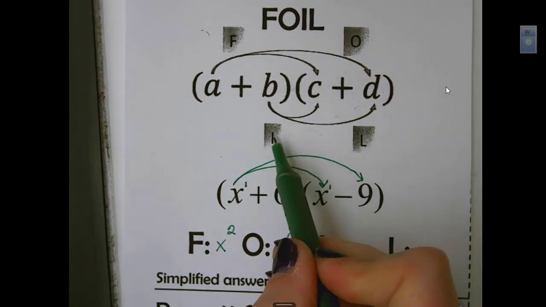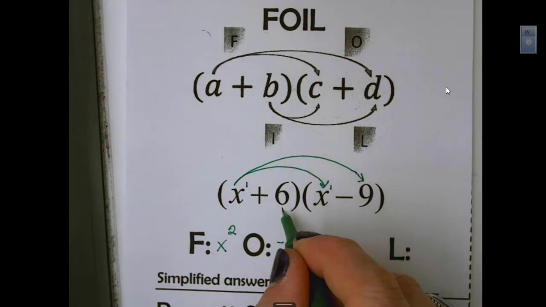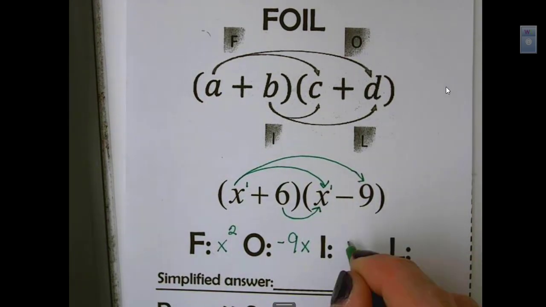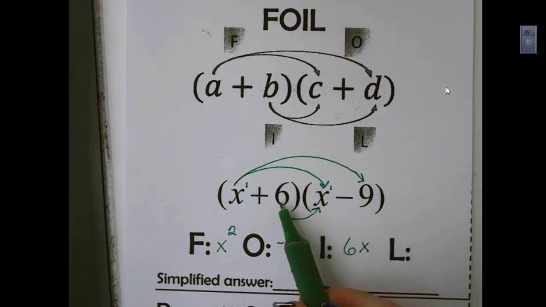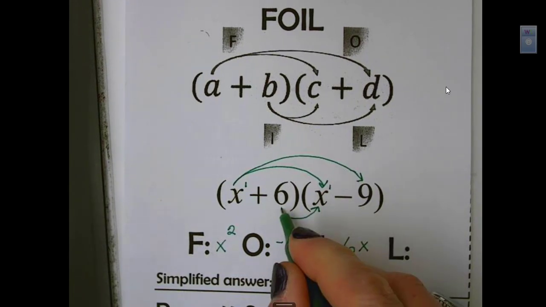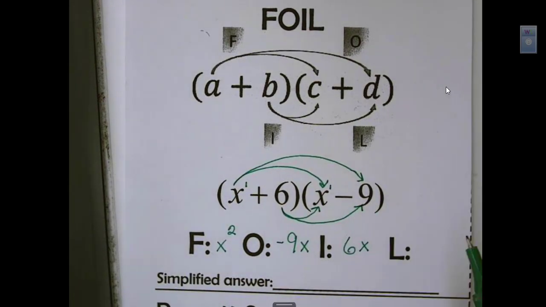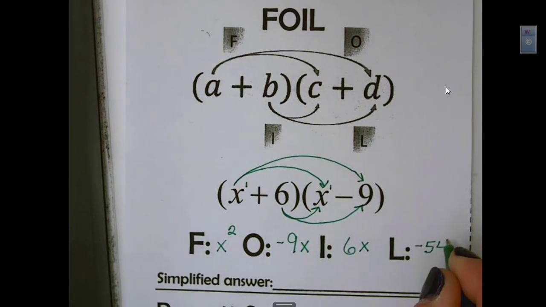Next is inner. We're going to take 6 times x equals 6x. And then we're going to multiply last, the last terms from each binomial. 6 times -9, which is going to equal -54.